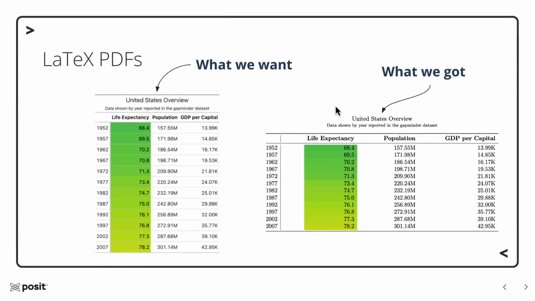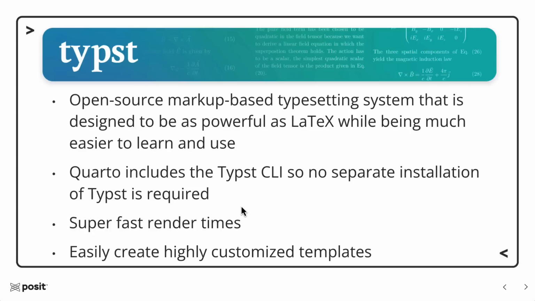All right, so going back to the table that we created with the GT package in our Markdown, this is what we want. This is that nice HTML output, but this is what we got when we rendered it to PDF using LaTeX. And again, it looks okay, but the formatting is not quite what we want. So this is a good introduction to a tool called Typst. If you've never heard of Typst before, it is an open source markup-based typesetting system very similar to LaTeX, and it's designed to be as powerful as LaTeX while being much easier to learn and use.